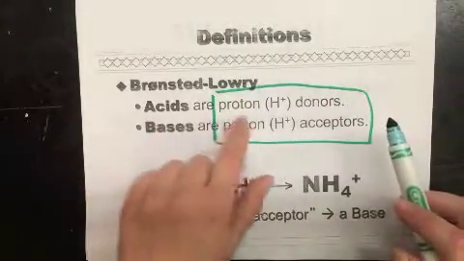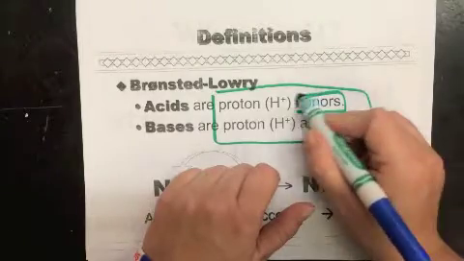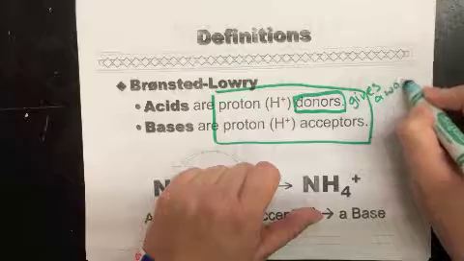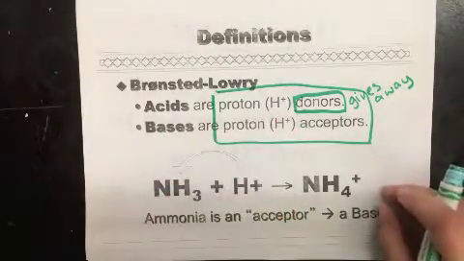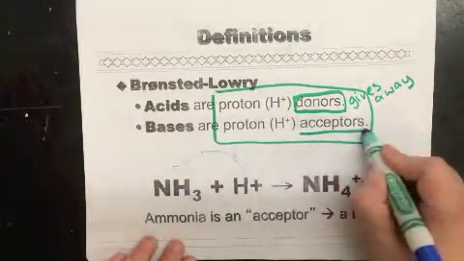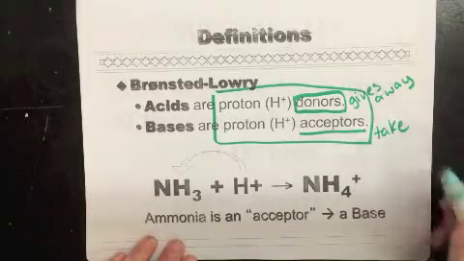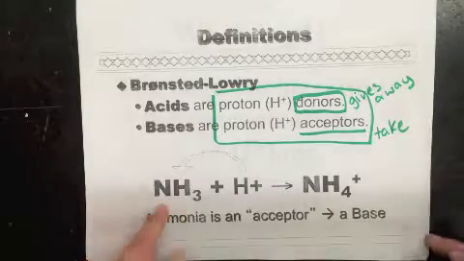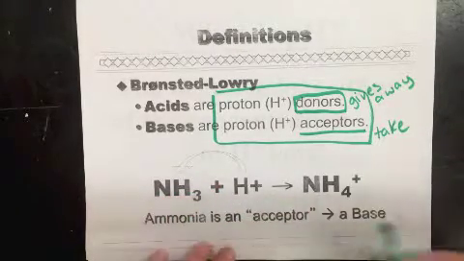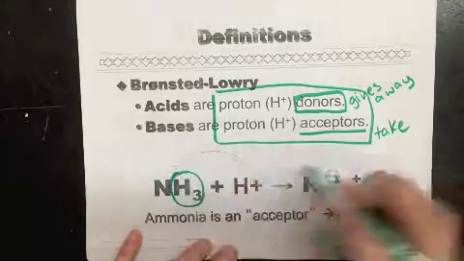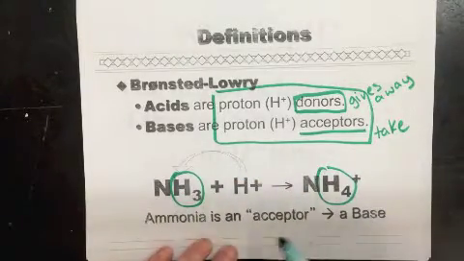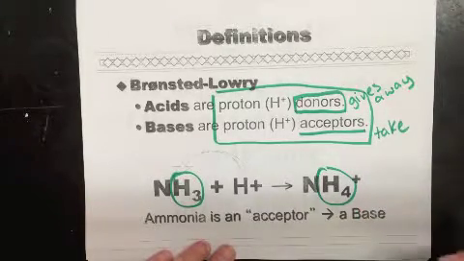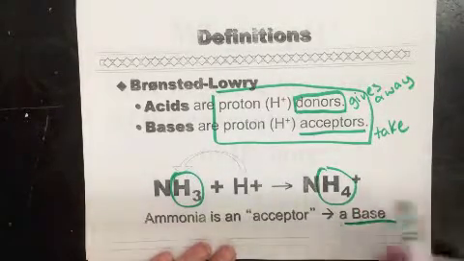He said that acids are proton donors. If something is a donor, this means it gives it up. So your acids are going to give away H pluses. Your bases are going to take them in. So in this example, NH3 is what you start off with. When the reaction occurs, it becomes NH4. So you simply look at the hydrogens and see whether it lost or gained. In this case, it went from 3 to 4, so it took a hydrogen, so therefore it's a base because it took in the hydrogen.